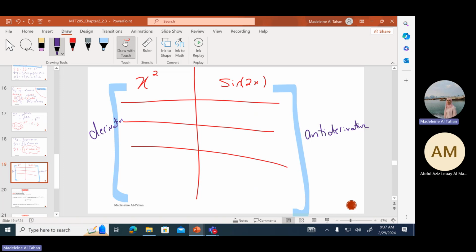Okay, where 2x becomes 2, and 2 becomes 0. We're done. We stop here. Go to sine 2x, antiderivative now.